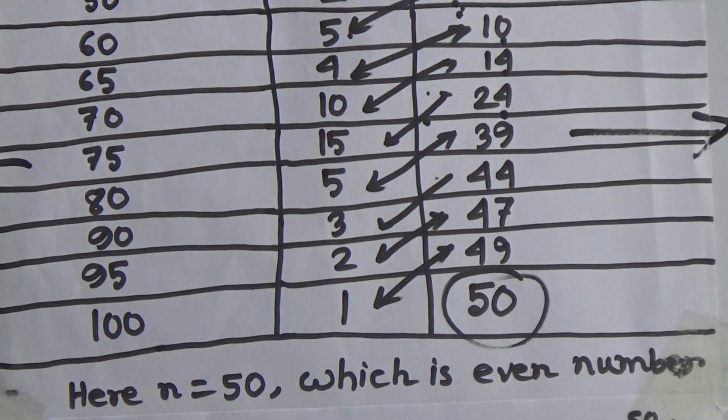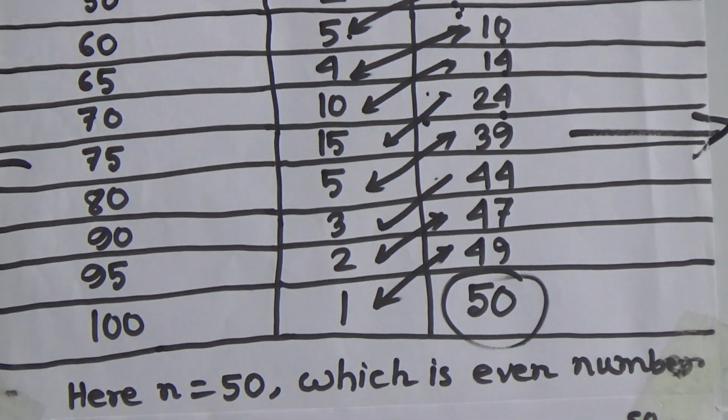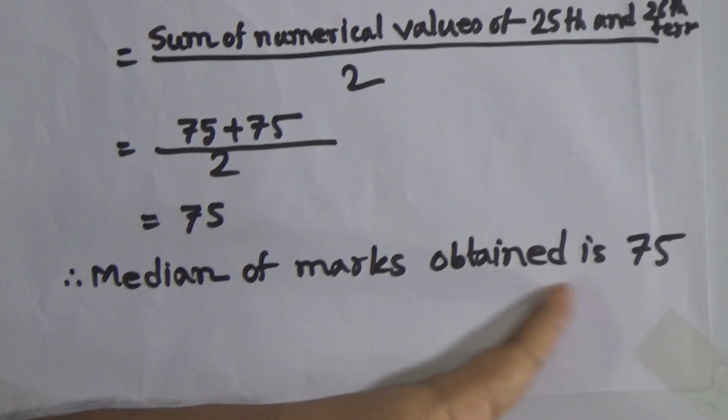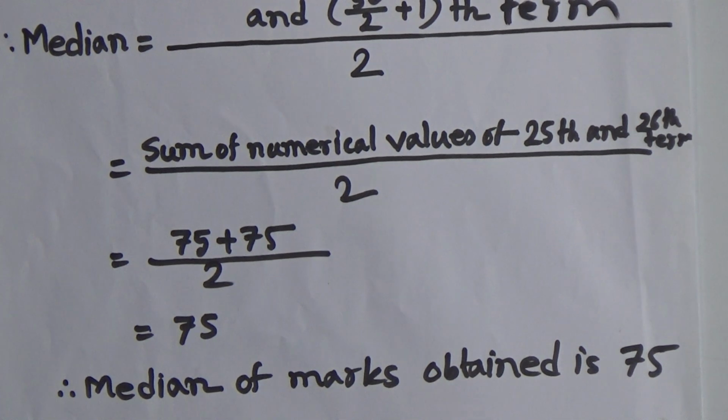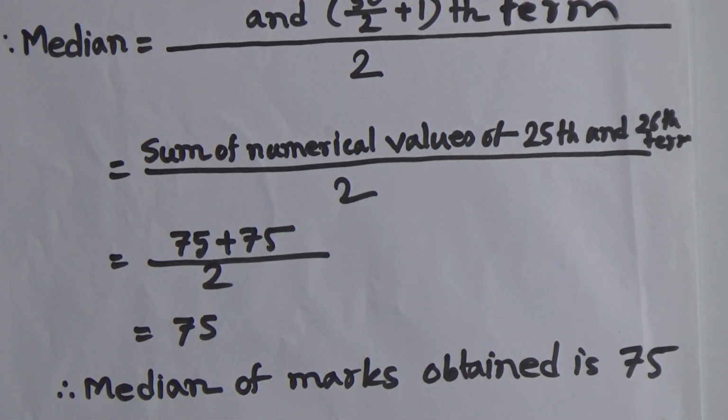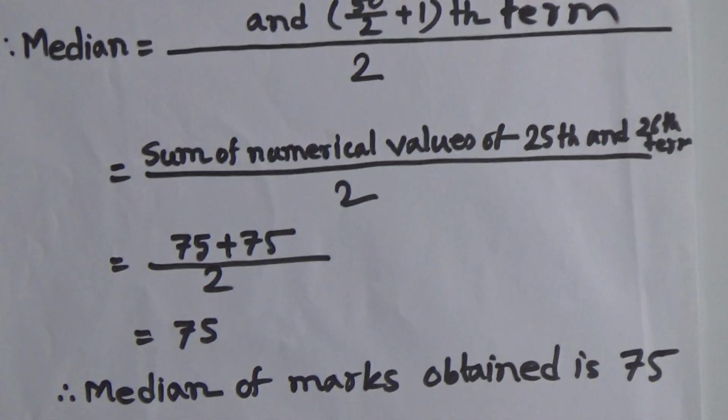So we write 75 plus 75 divided by 2. We add 75 and 75, then we get 150 by 2 and we get 75, and the median of the marks obtained is 75. I hope you have understood, my dear student. This is the median of the given frequency distribution table.